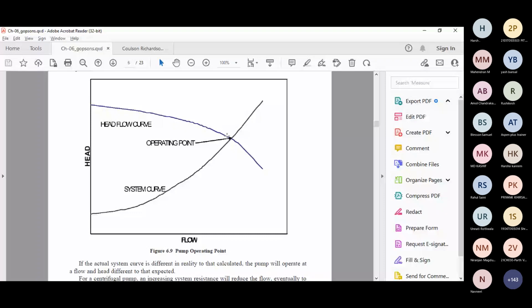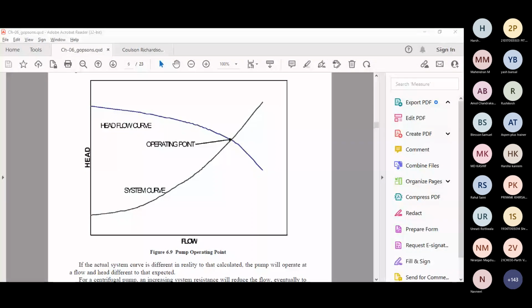Suppose I open the valve fully, 100%, then it might shift somewhere here. So your flow rate is increasing, right? So your system curve is basically changing, and the intersection of the system curve and pump curve is called the operating point. Is it clear now?